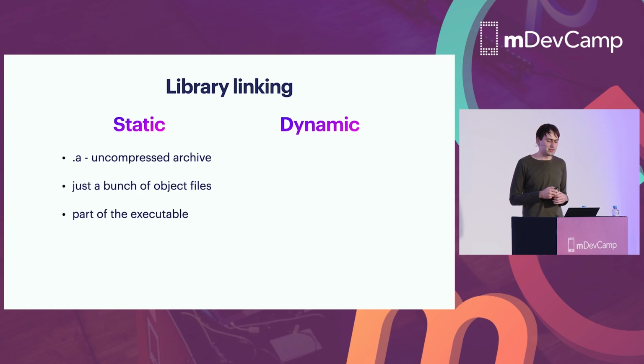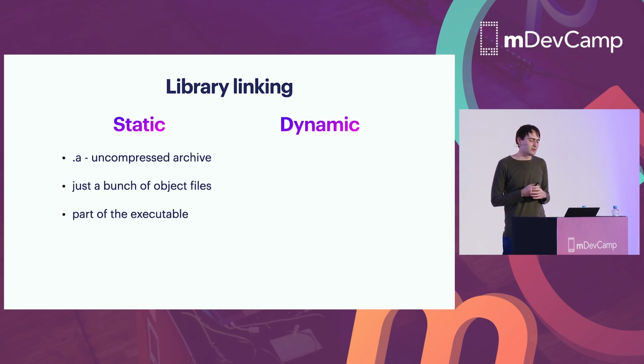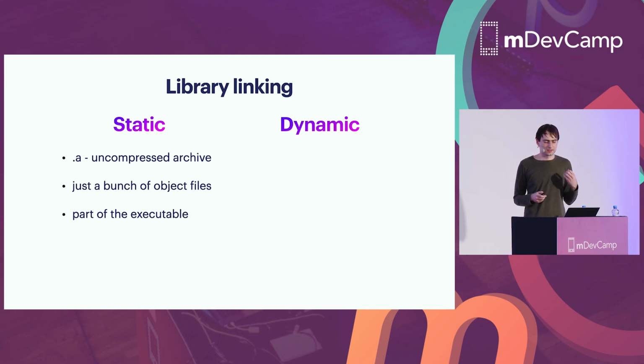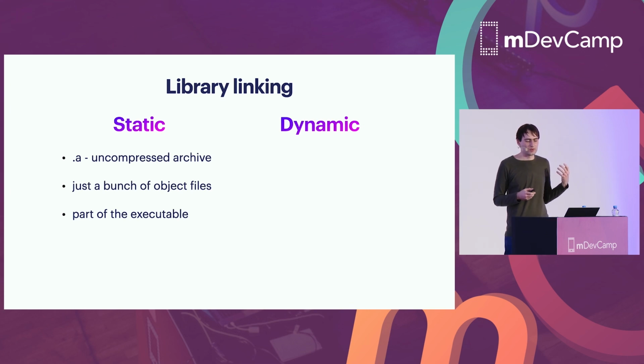A static library, in our case, the extension is .a. That's a convention on Mac or Linux. These conventions are, of course, not universal because there are no standards. And the .a file is an uncompressed archive. It's like a zip file, except without the compression. And inside the archive, you will find a bunch of object files bundled together. This static library becomes eventually part of the executable, which is the main difference from dynamic libraries.